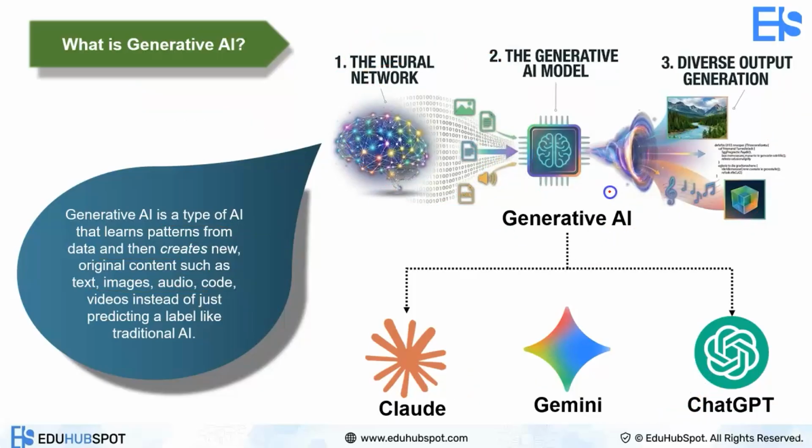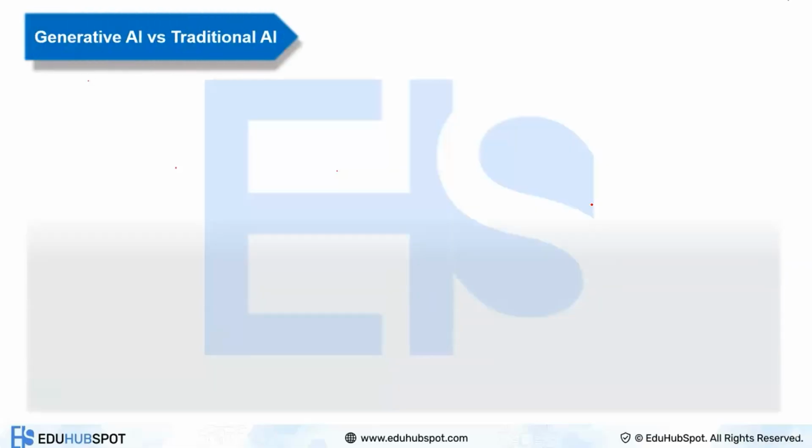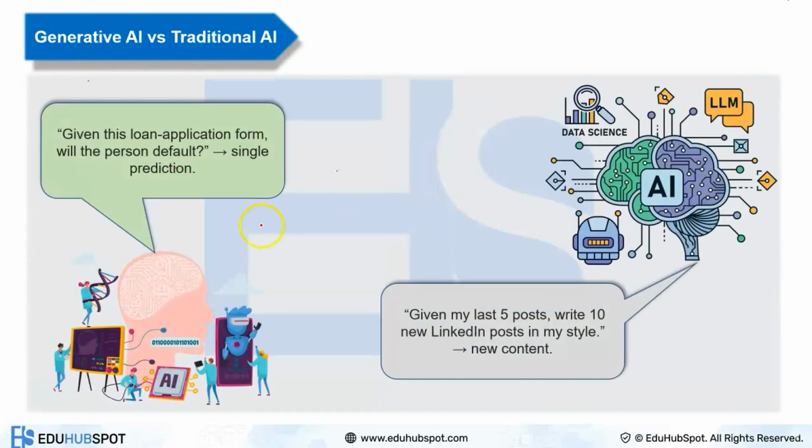Now guys, we have seen generative AI. To understand it more properly, we need to compare it with traditional AI. What is a traditional AI actually? A traditional AI just finds the pattern and brings out a single prediction. Suppose you give it a prompt like, given this loan application form, will this person default? It will answer with a single prediction, like yes, the person will default, or no, the person will not default, and every single time it will repeat the same pattern.